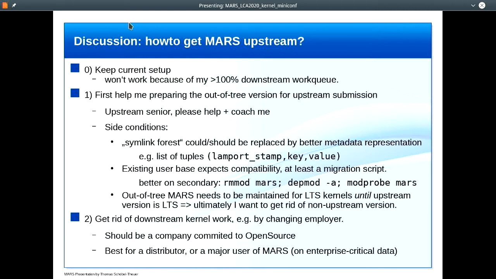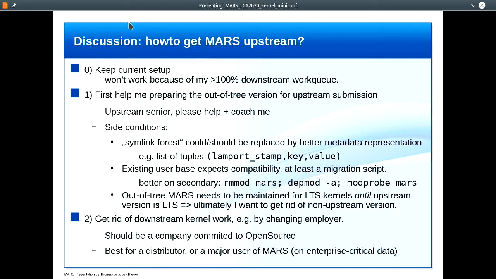And I have some suggestions here, but probably there are some more. If I could get some feedback from you, some help, I would highly appreciate it. The first idea is, before going upstream, the out-of-tree version could be supported by some upstream hackers. Best is a senior, also for coaching me, because my experience with upstream is 20 years old, and much has changed. It's not only Git, but the procedures, the habits, and many things are different now from the good old times. The solutions are non-exclusive here. So this would be very helpful for me, to get some help from the community.